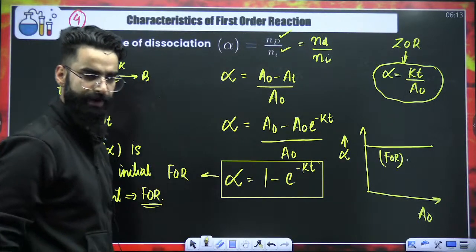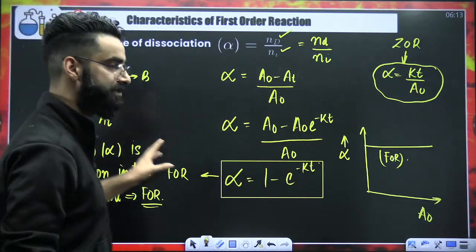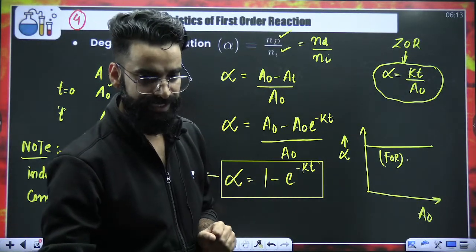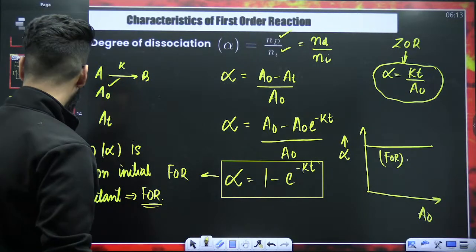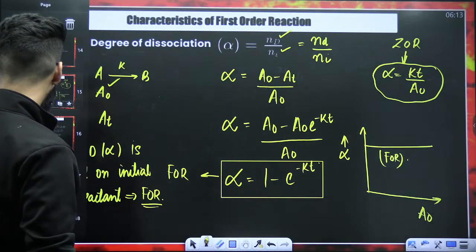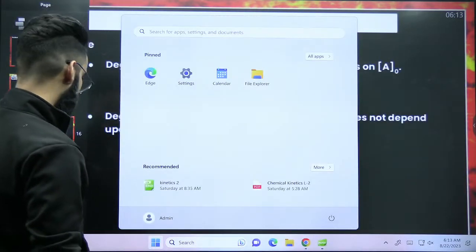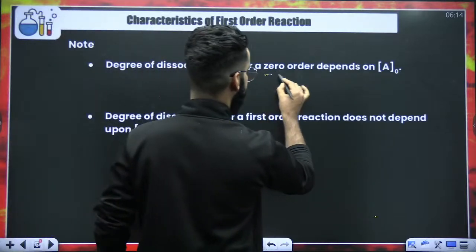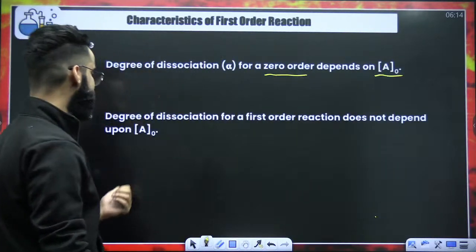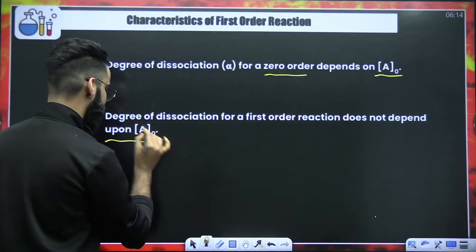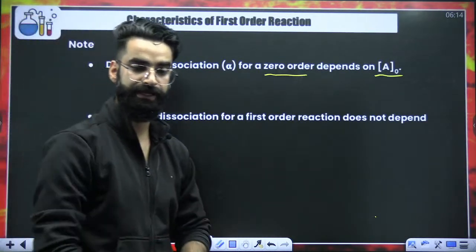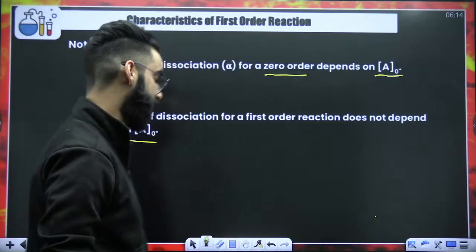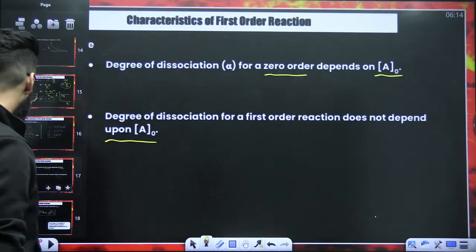I hope this is clear to everyone, right? So this is how you get the degree of dissociation for the first order reaction. Is that clear? Let me know once in the chats quickly. See, degree of dissociation of a zero order reaction depends on A naught, whereas degree of dissociation for the first order reaction is independent. That does not depend on the A naught. Okay? Yes, Prajwal, you can go ahead with the doubt. What is the doubt?